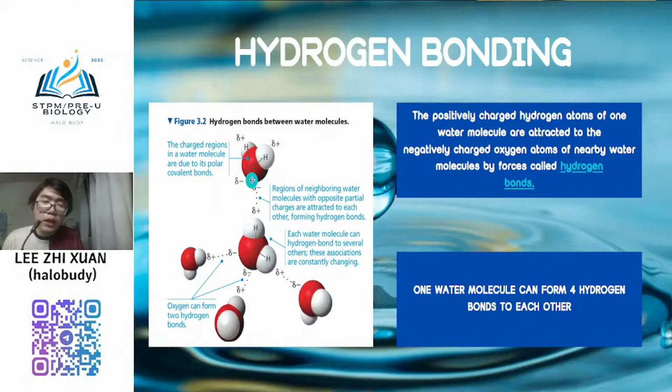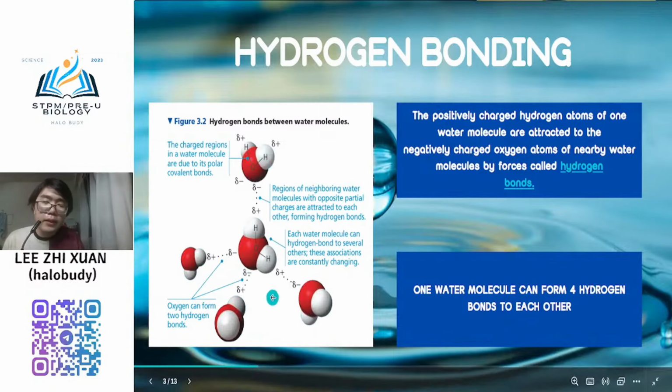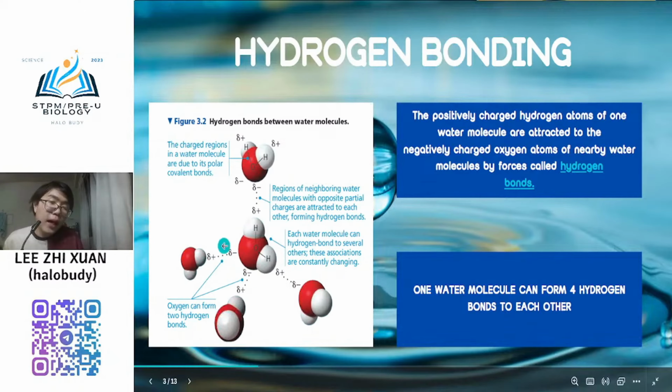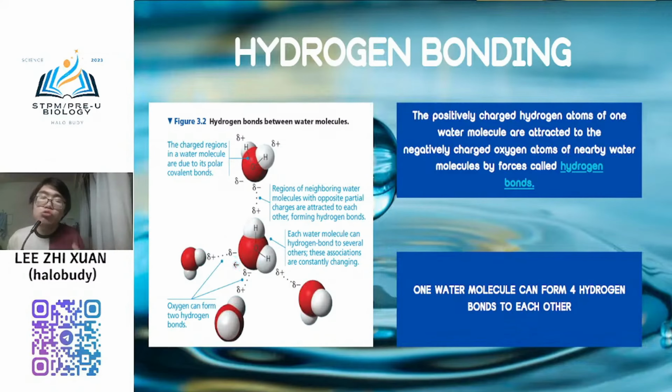So 1 hydrogen atom forms a hydrogen bond to another water, and another hydrogen atom forms another hydrogen bond to another water. So 1 oxygen can form 2 hydrogen bonds. Why? Because oxygen contains 2 lone pairs. They have 2 lone pairs of electrons there. So that is why the hydrogen bonds that can form for the oxygen atom is 2, not 1.